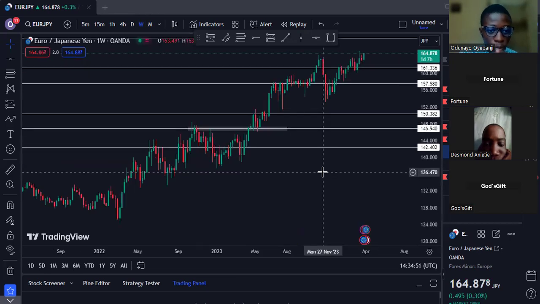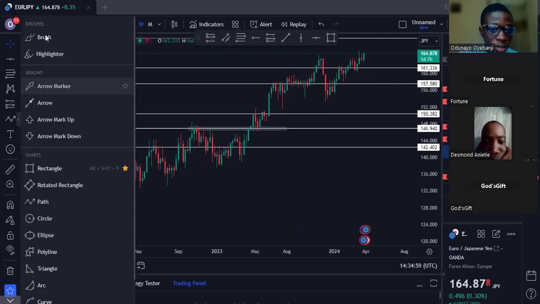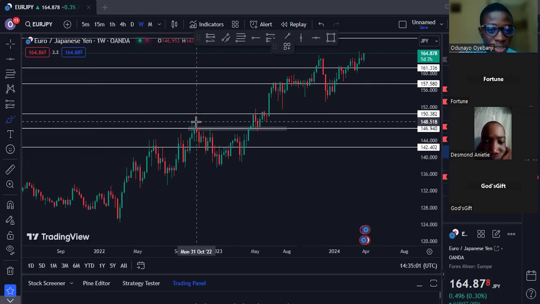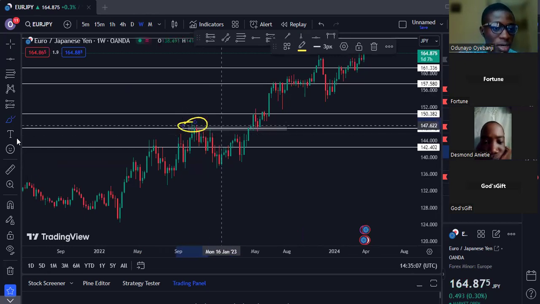Now, we are moving upwards, right? The market is going up. Then we saw this point right here. The market was resisted. This is a resistance point.